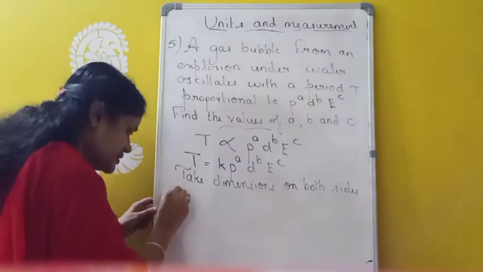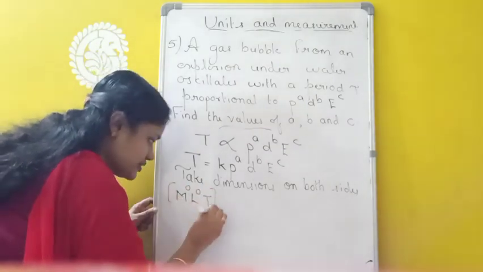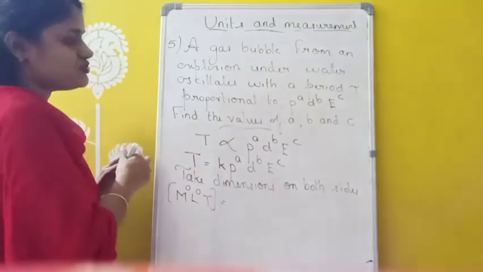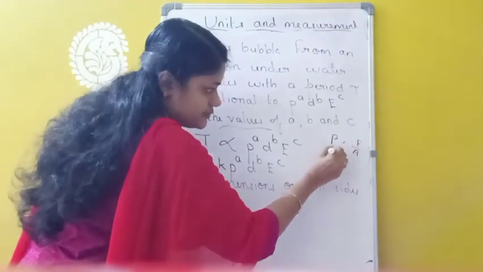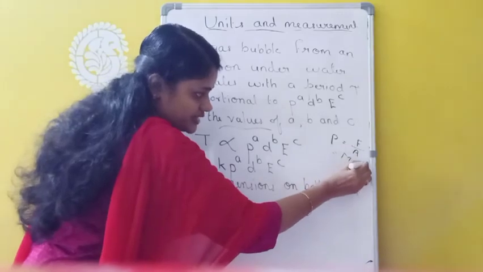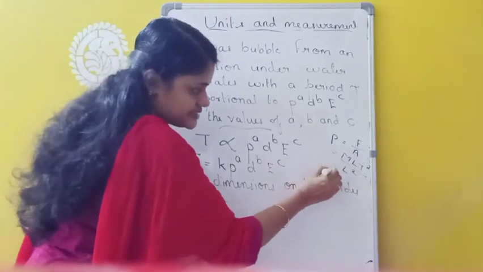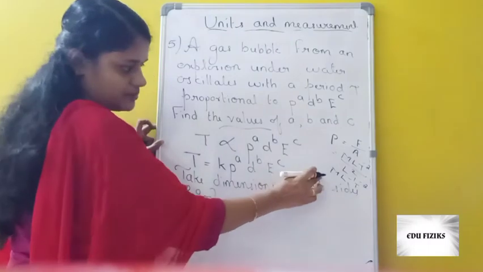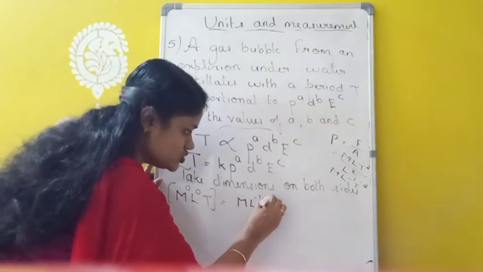T itself. So we can write here as M raised to 0, L raised to 0, T equals K is a constant. Then remaining we have pressure. So what is the formula for pressure? Pressure equals force by area. That means dimension of pressure means dimension of force, that means M L T raised to minus 2, divided by dimension of area is L square. So you will be getting as M L raised to minus 1 T raised to minus 2.